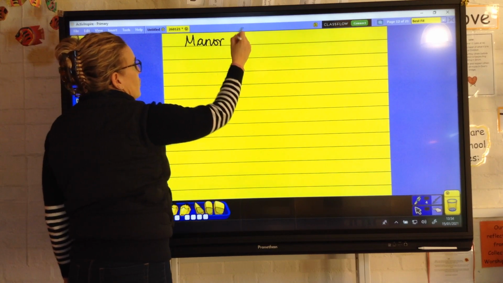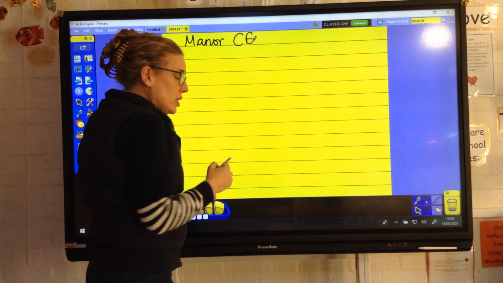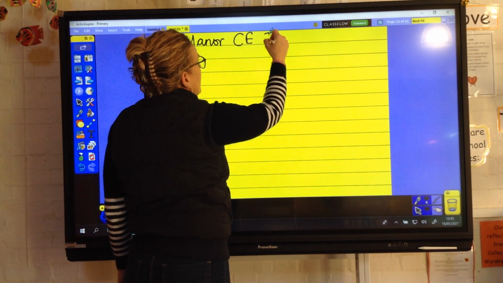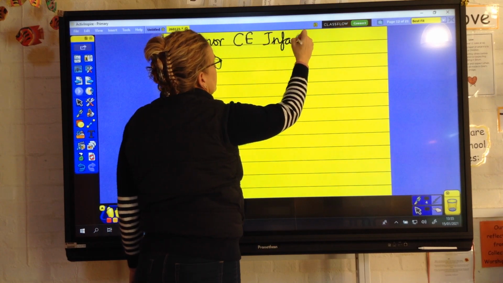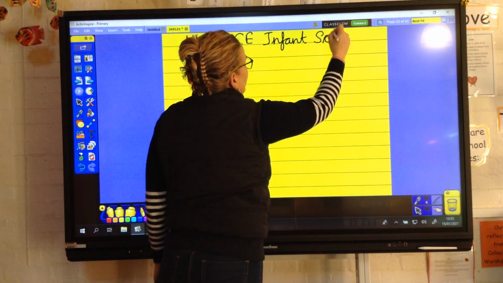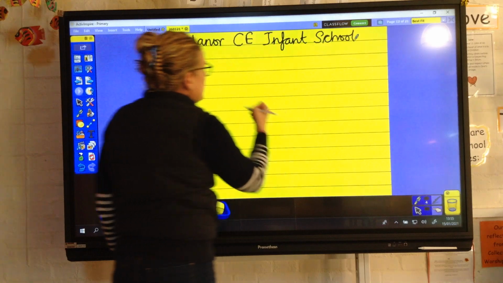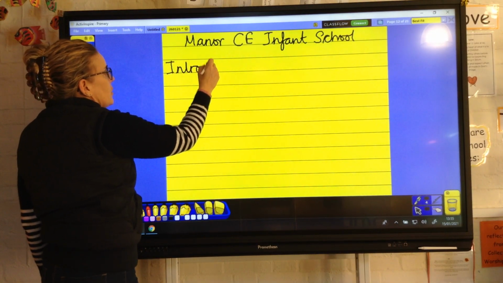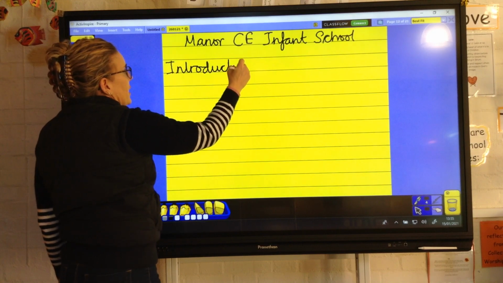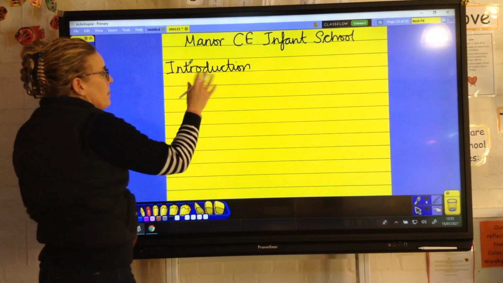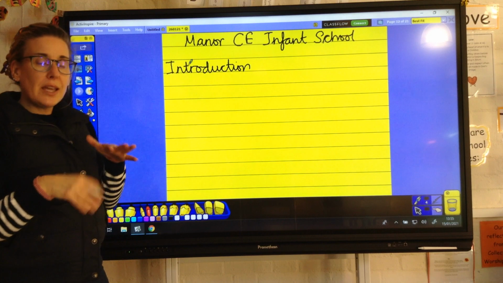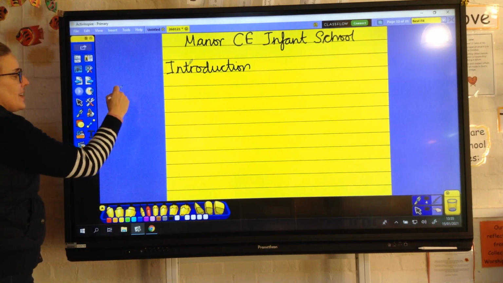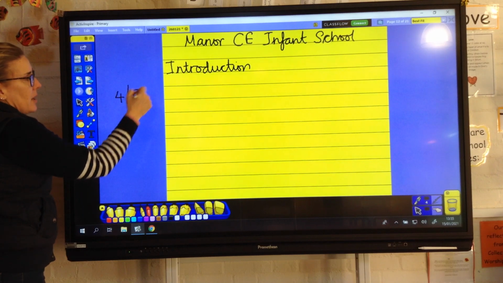So I'm just going to write Manor. We've got a very long name of our school, so I will let you just write CE. Manor CE Infant School. Now we've got a subheading. Our first part was going to be our introduction. So I write introduction over here because it's my subheading. When I've got a subheading, I'm going to be writing a paragraph with 4 or 5 sentences in it.